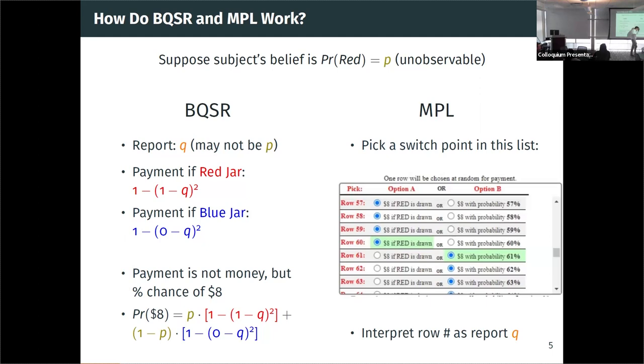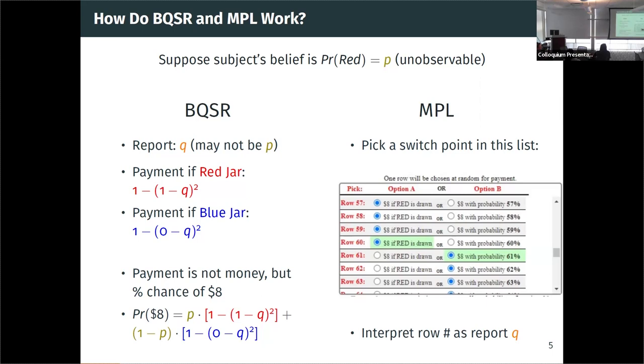On the other side, we've got what I'm going to call the multiple price list. So here, there's going to be 100 rows, and each row asks you a question. You have a choice between option A and option B. On every row, option A is, would you rather have $8 if the red jar was chosen? Option B is, do you want $8 with some fixed probability, 57%, 80%, 9%, and it's increasing. Okay? And the idea is, on the early rows, you should want option A, because these probabilities are very low. But as you work down the list, at some point, you're going to switch over to the lottery with objective probability, because the probability is getting higher.